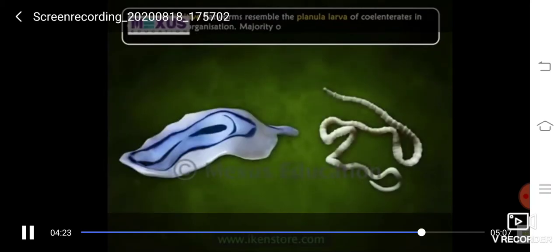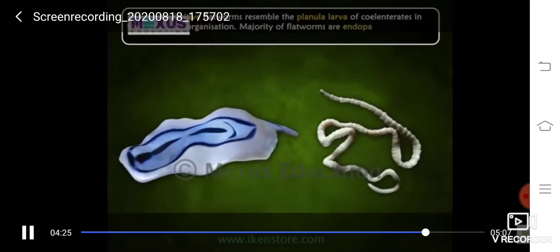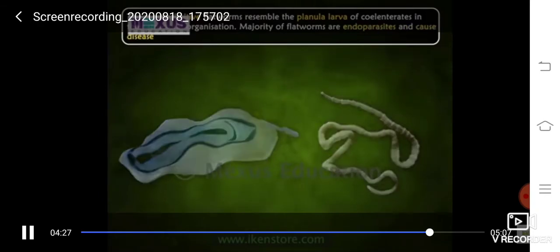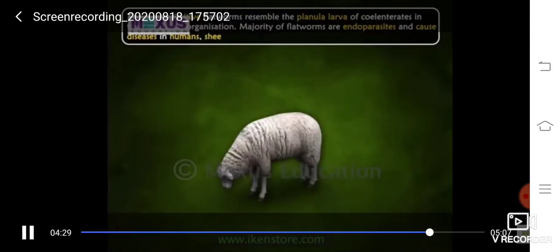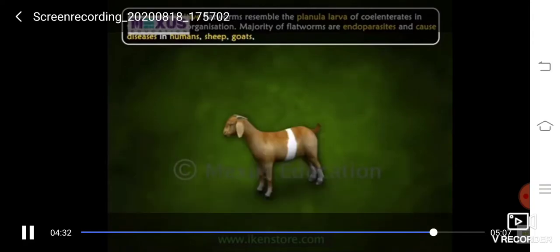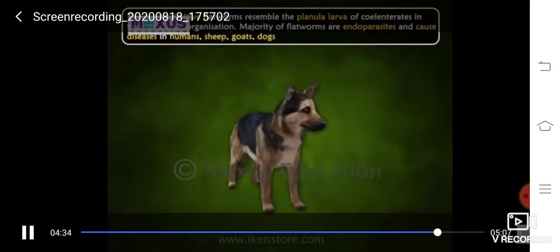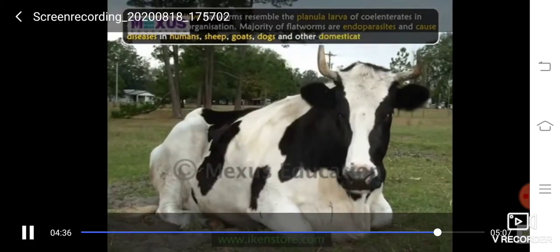The most primitive flatworms resemble the planula larva of coelenterate in their structural organization. Majority of flatworms are endoparasites and cause diseases in humans, sheep, goats, dogs, and other domesticated animals. Because they live inside the body, they are endoparasites, and that is why they cause diseases.